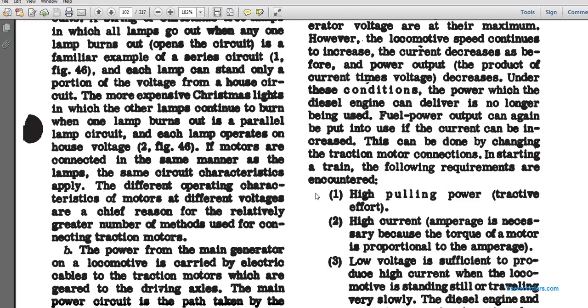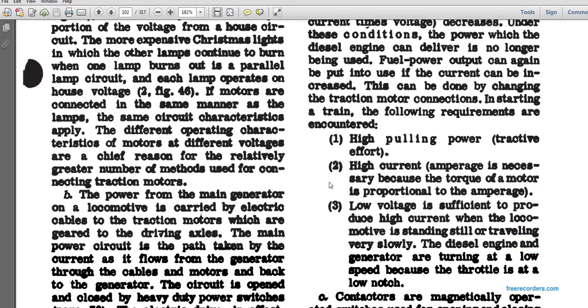High current amperage is necessary because the torque of the motor is proportional to the amperage. Low voltage is sufficient to produce high current with the locomotive standing or traveling very slow. The diesel engine and the generator are turning at low speed because the throttle is at the low notch.